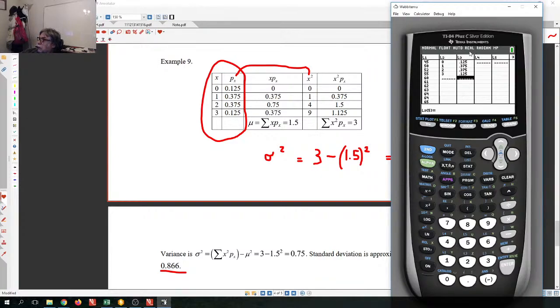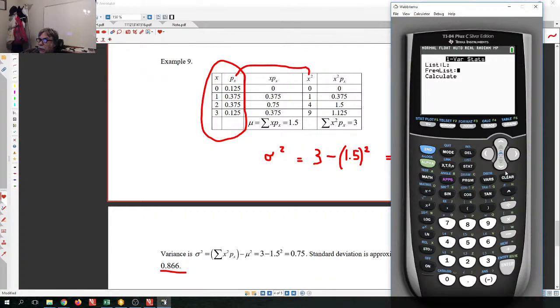So now remember that my probability distribution is in L2, L3, the two lists in the calculator. So I go back to statistics. I want to calculate now. I am going to calculate one-variable statistics because I have only one variable, the count of heads. But I am also going to say where this variable is. In list 2. So I had to change this because the values of the variable are in list 2. Now you add a frequency list.